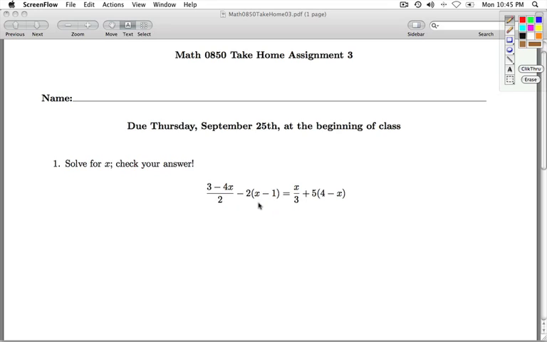One way you could proceed with this is to go ahead and clear out these fractions, which are going to cause us trouble. We have a denominator of 2 sitting here, and a denominator of 3 sitting here. If I multiply both sides of the equation by 6, that's going to wipe out both of those denominators. And so that's how we'll proceed.